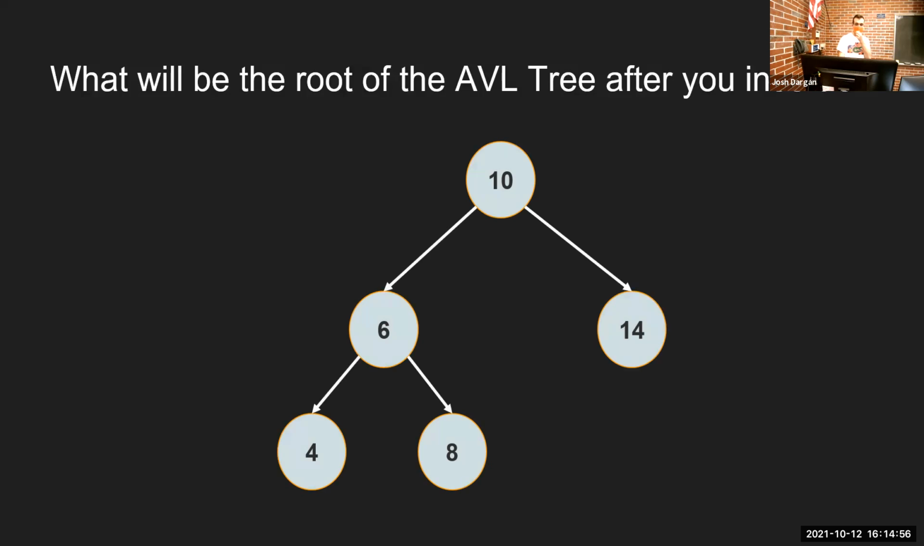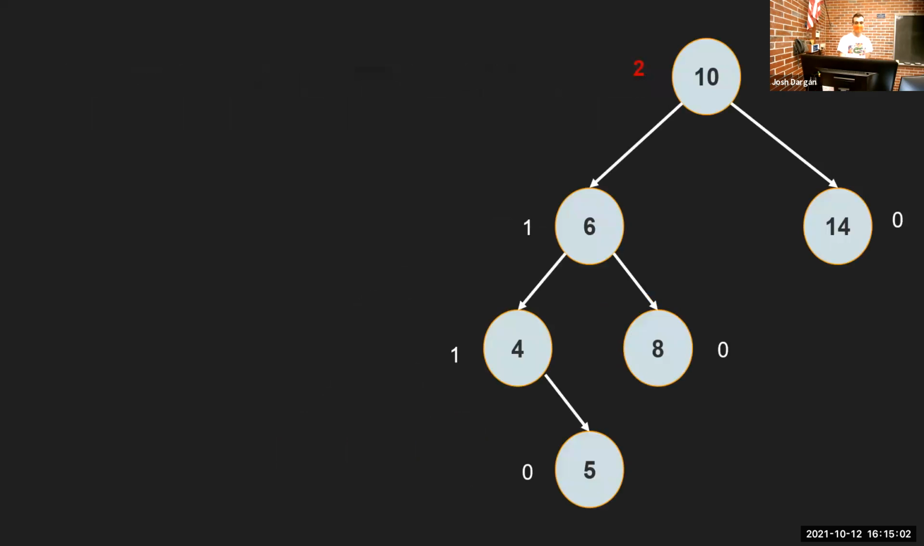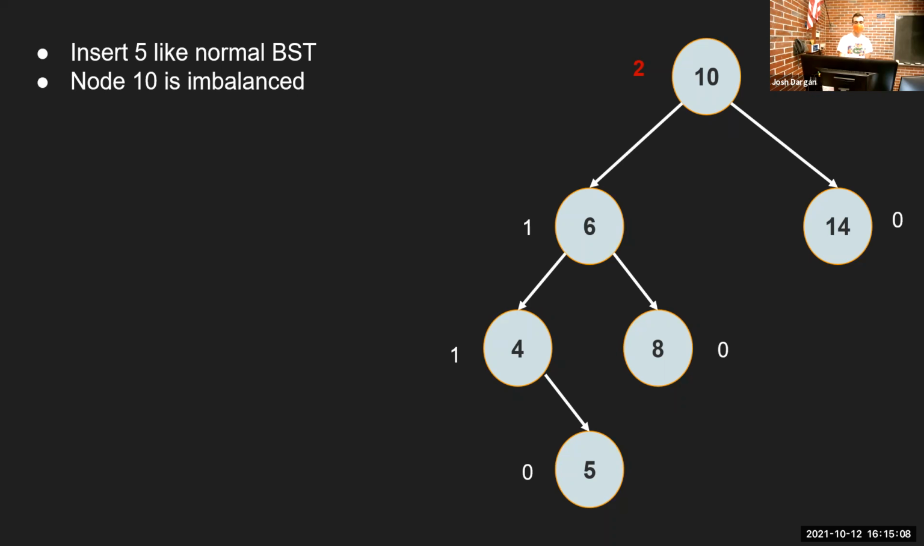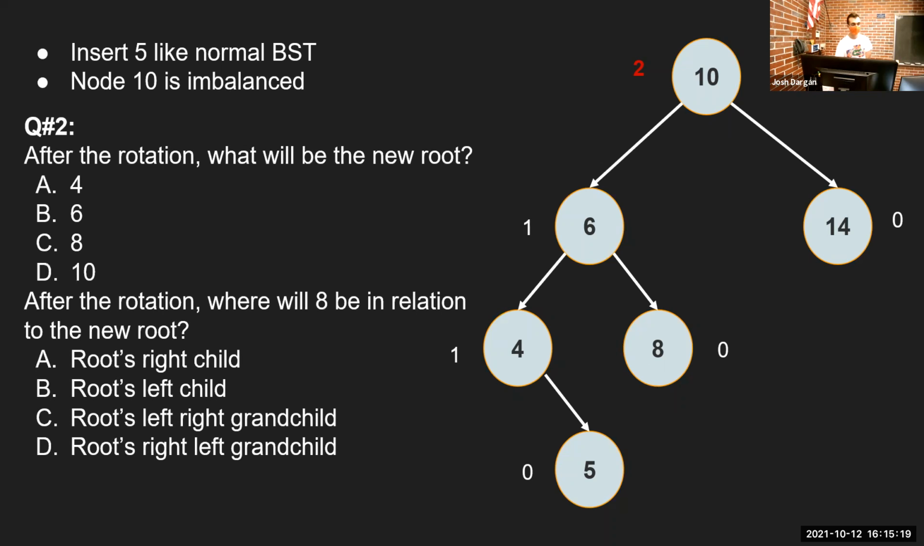So what will be the root of the AVL tree after you insert 5? We insert 5 like a normal binary search tree, and then node 10 is the imbalanced one. We find that by checking the balances of all of the nodes in the tree and seeing that it is the first one to have a magnitude greater than or equal to 2. And so going on to this poll question, after the rotation, what will be the new root?